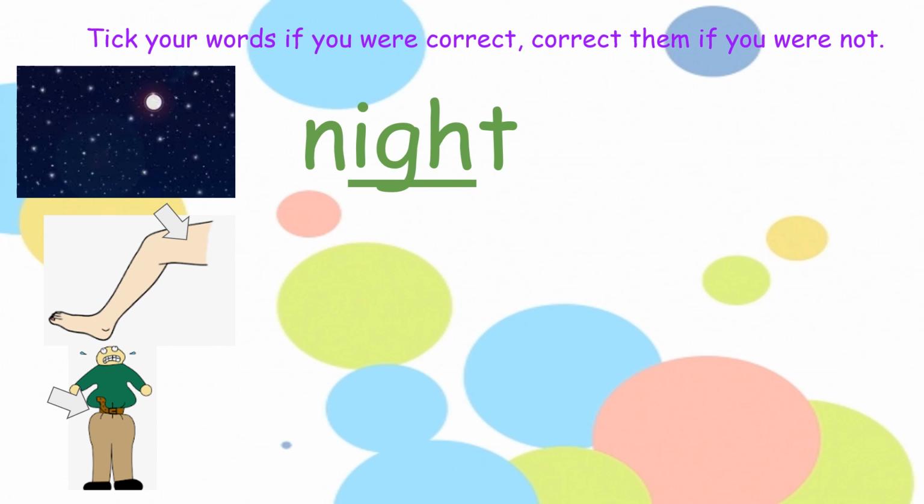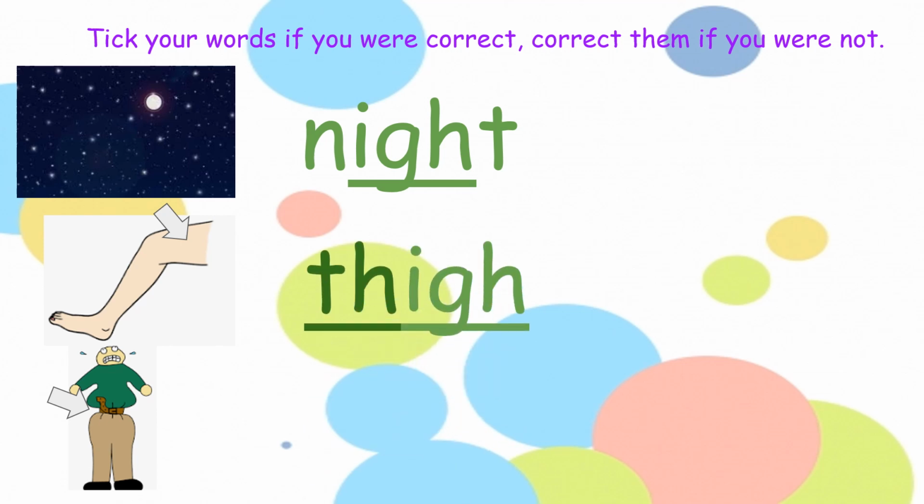Now our second word, we had the word thigh. How many sounds are in the word thigh? Superstars, there are 2 sounds. Put up your 2 fingers. Let's say the word thigh, and now let's pinch our sounds. Th-igh, thigh. Let's see if we're correct. Absolutely, give yourself a tick if you got that right.